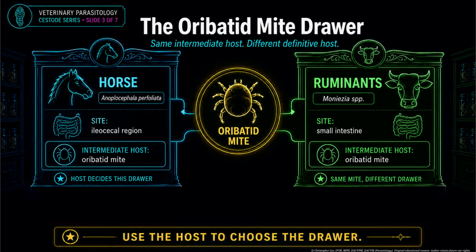An oribatid mite is a tiny, free-living soil mite common in pasture. It becomes the intermediate host when it ingests cestode eggs. If the definitive host is a horse, think Anoplocephala perfoliata, especially around the ileocecal region. If the definitive host is a ruminant, think Moniezia in the small intestine. Same pasture mite, different definitive host. The mite is moonlighting, and your job is to check which host signed its paycheck.